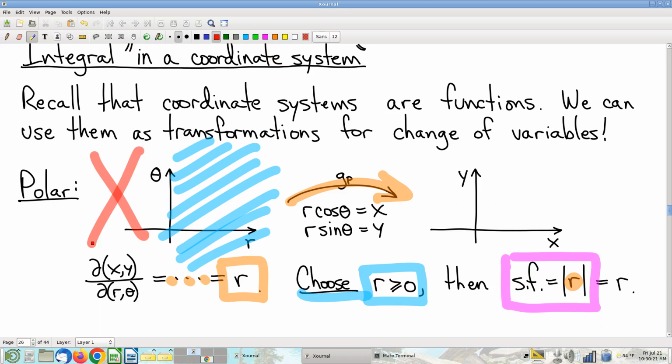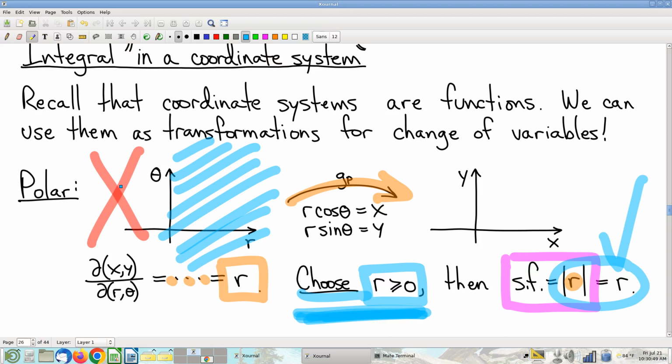But when you do that, if r is positive, then the absolute value goes away. So that's the motivation for making this choice, that we're only going to look at positive values of r while we're doing polar coordinate integrals, so that algebraically our life will be more convenient. Happy?